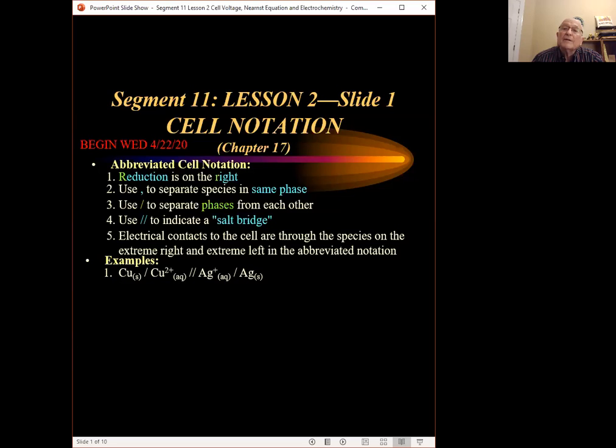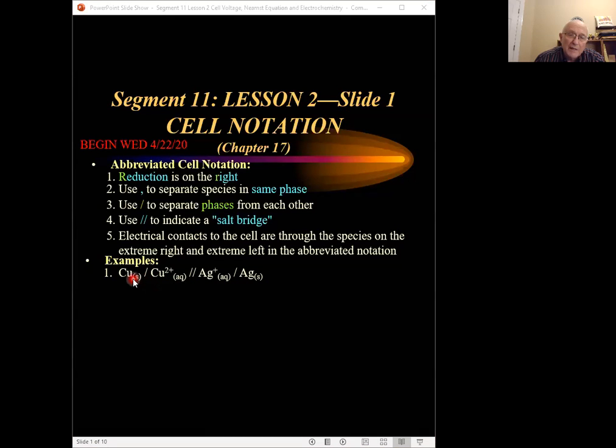double line. And let's see, I'm trying to get a highlighter here so that I can make that a little more obvious to you. So here's the double hash line. We've got copper as a solid. It's in a different phase from copper aqueous, so it's separated by a diagonal line.